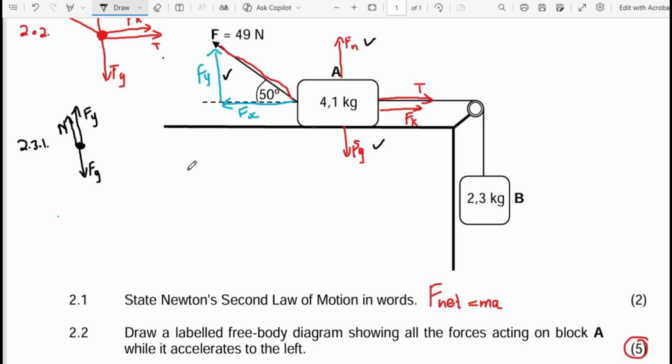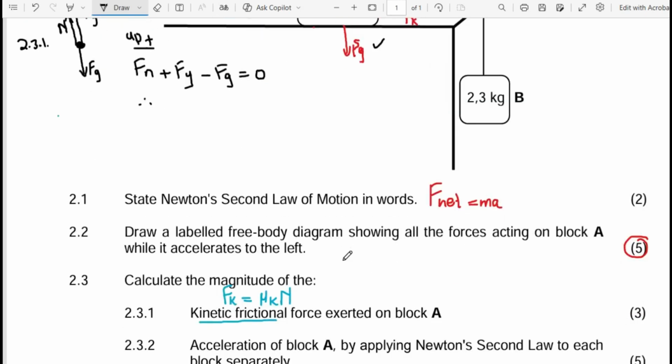First things first, I need to choose direction up as positive, meaning that all the forces that are going up will be positive. So this will be my normal force. Up is positive. We add this with the Fy, which is also up, positive. Then we subtract Fg, which is the force that is going down. We equate this to 0. Therefore, what is my normal force?